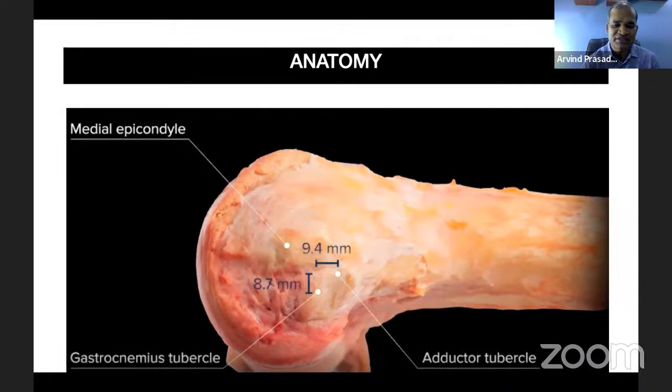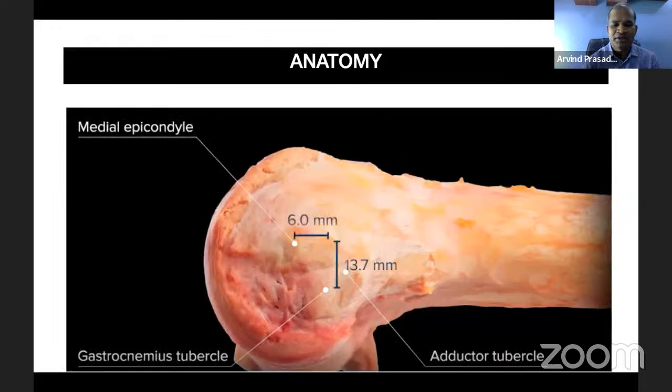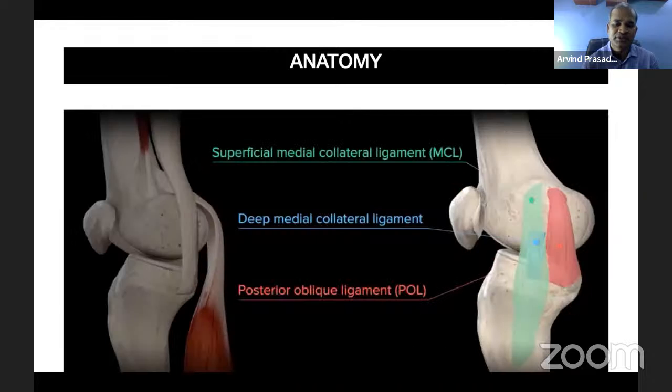Next is the gastrocnemius tubercle. It is again around 8 millimeter posterior to the adductor tubercle, and around 13.7 millimeter posterior to the medial epicondyle. So all these tubercles are very important from the surgical point of view, as well as for the reading of MRI.